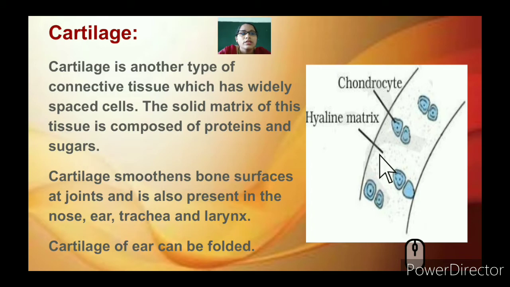Next we'll understand about cartilage. It's also another type of connective tissue. You can see that it has widely spaced cells. This solid matrix of tissue, the cartilage, is composed of proteins and sugars. What does it do? It smoothens the surface of the bones at the joints, and it is also present in the nose, ear, trachea and larynx. So you can see that if you twist the ear, you are able to fold it. That is because of the presence of cartilage.